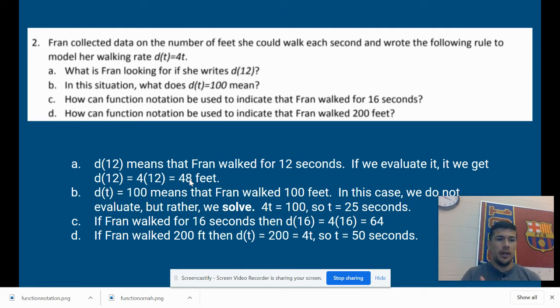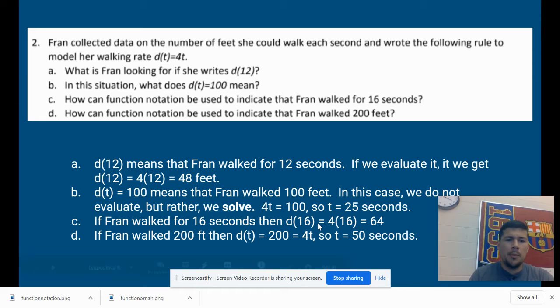Looking at problem B, what if we don't give the input? What if it says d of t equals 100? Well, in that case, you don't have the value t, which means you don't know how many seconds the input is, but you do have the output. The output's 100. The way you set up this problem is you set the function equal to 100. So 4t equals 100. You remember that's a one-step equation, so you divide both sides by 4 and you get t equals 25 seconds.